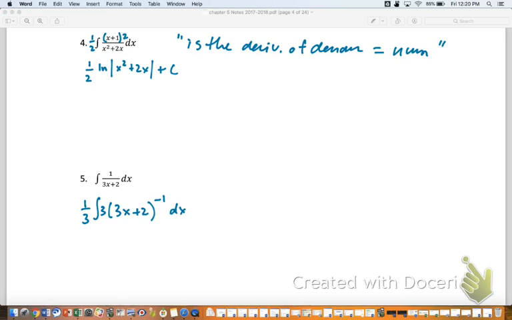Seem reasonable? I think that seems pretty reasonable. And then we say the 3 just goes back inside, and it would be 3x plus 2 to the, oh gosh, what's negative 1 plus 1? Ooh. Do you see how we have an issue?